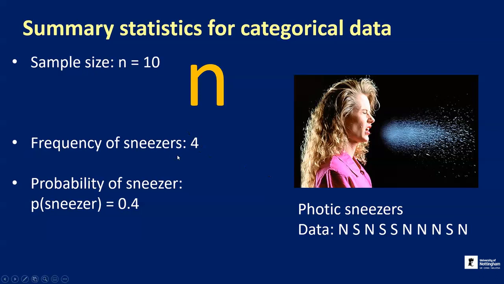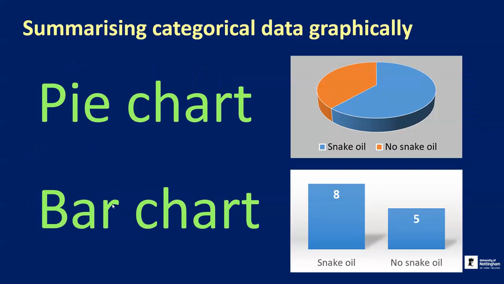So a really simple summary statistic for categorical data would be the frequency of a particular data type, a particular value. And in this case, we're interested in the sneezers. So, well, how many sneezers have we got out of 10? And the answer is 4. Pretty straightforward. We could convert that into a probability. If we picked one of these people at random from the sample, what's the probability that they're a photic sneezer? The answer would be 0.4. So, fair enough. Not earth-shattering.